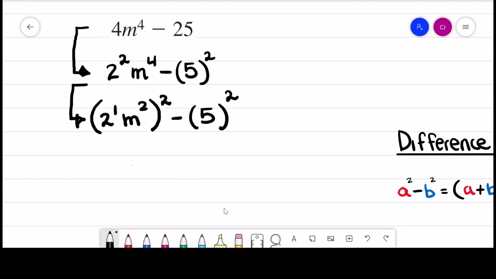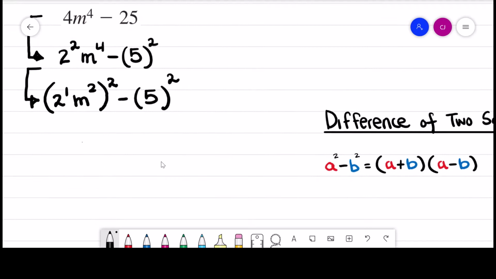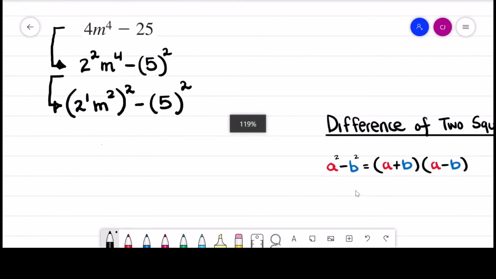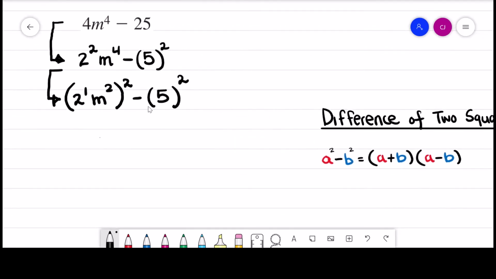And now if I look at my polynomial that I rewrote, and I then compare it to my difference of two squares factoring pattern, now we can see a little bit better what our known value of A and our known value of B are going to be. So I can see that my A is going to be this chunk right here. That's going to be my A.